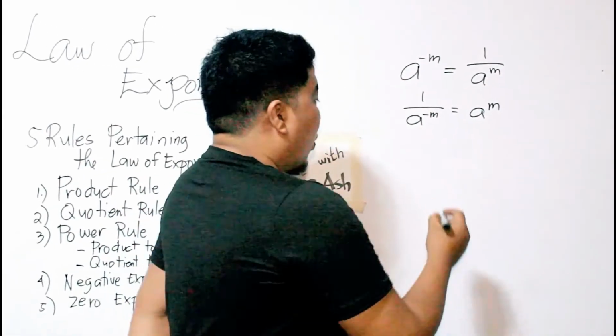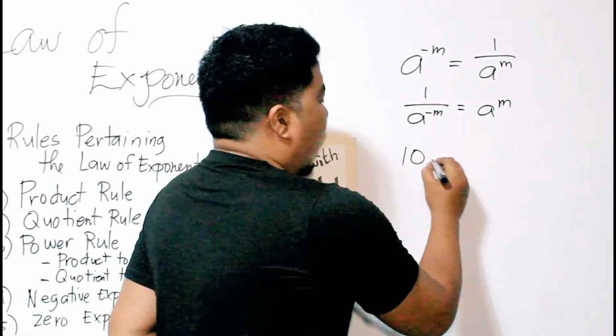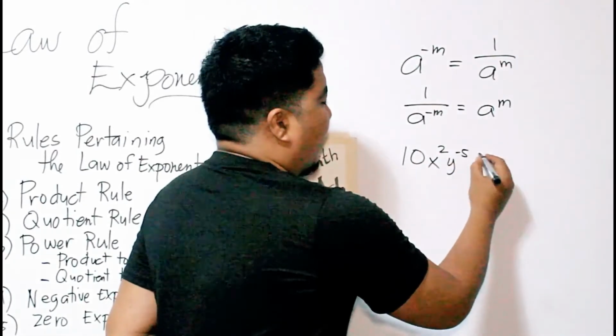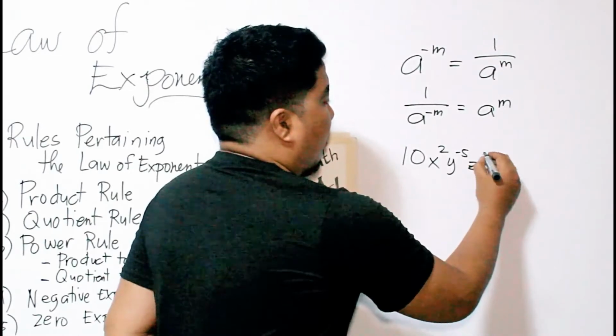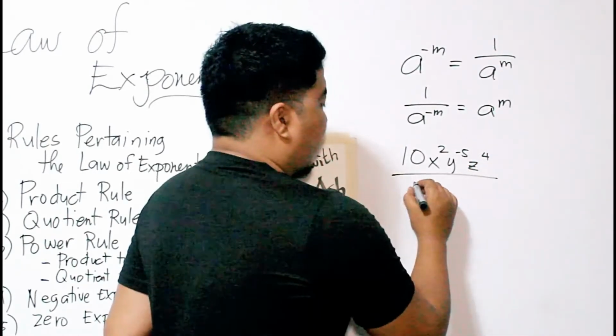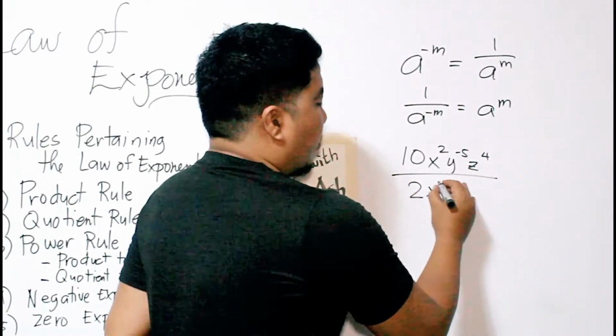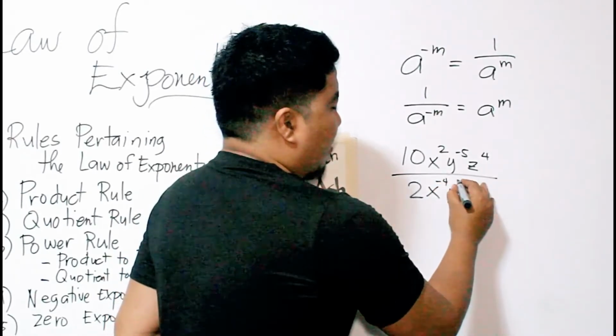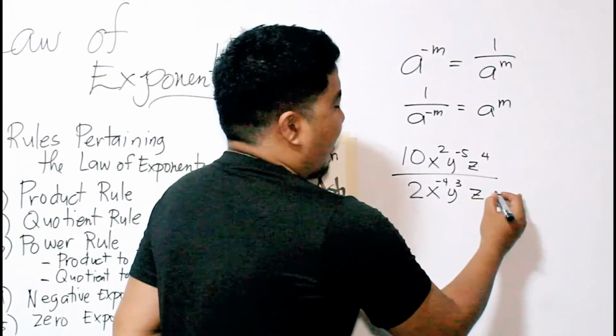So, let's consider an example. Let's say we have 10 x squared y to the negative 5 z to the 4th over 2x to the negative 4 y cubed z to the 6th.